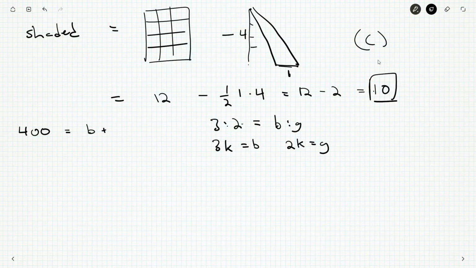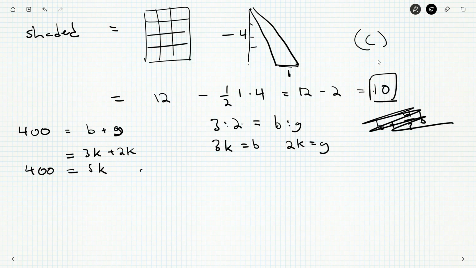So we've got boys plus girls over here, for an actual total, but we can write that as 3k plus 2k. I was going to say just boys plus 2/3 boys, but I think this is actually a little cleaner. Less fractions, and I'm not a big fan of fractions. So we get 5k here. 400 is 5k, and we just do a quick division. k is going to be 80.